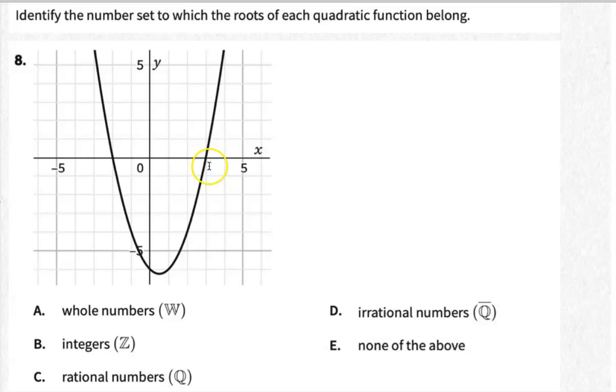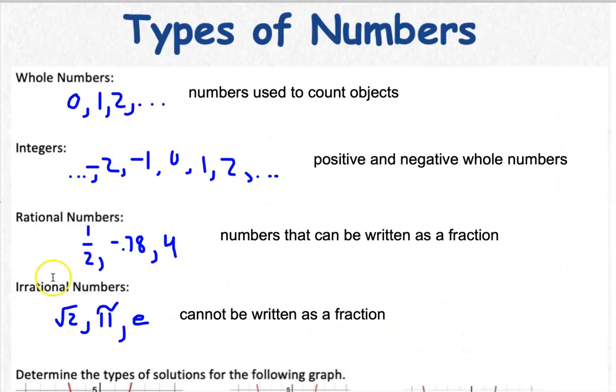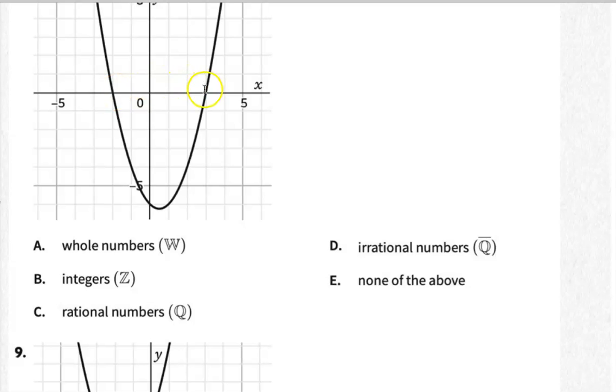So first you want to think about, what are these x-intercepts? Are they whole numbers? Are they integers? Rational numbers? Is it none of them? That's why we looked at these types of numbers. You can go back and look and match that up. Some of them might be at nice, beautiful points.